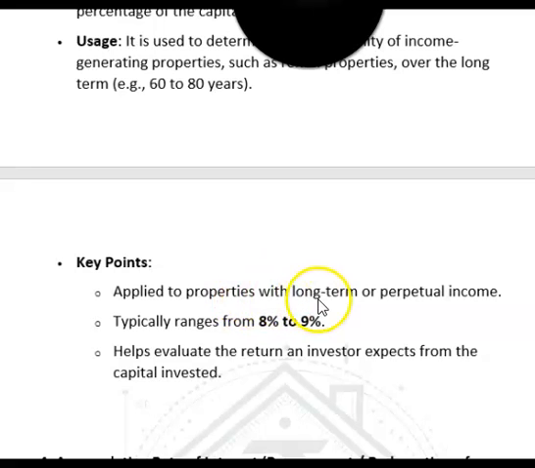Key points: applied to property with long term or perpetual incomes, typically ranging from 8 to 9%. Helps evaluate the return an investor expects from the capital invested. From this rate of return, an investor can decide whether he has to buy the flat or house for renting, from the investment point of view or not.